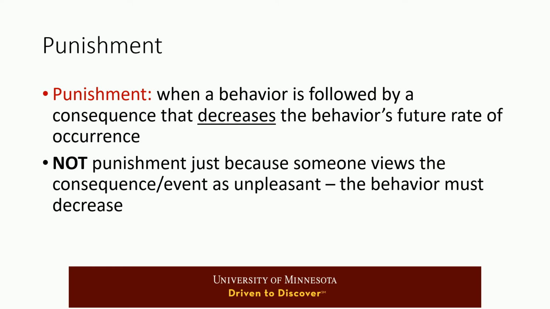We're going to talk a little bit about punishment, but only as a principle, in that when behavior is followed by a consequence that decreases the behavior's future rate of occurrence, then it's punishment. It's not punishment just because someone views the consequence or event as unpleasant. The behavior has to actually decrease.